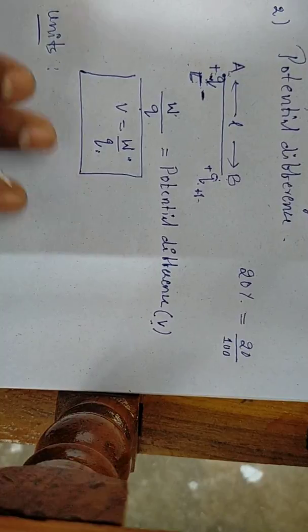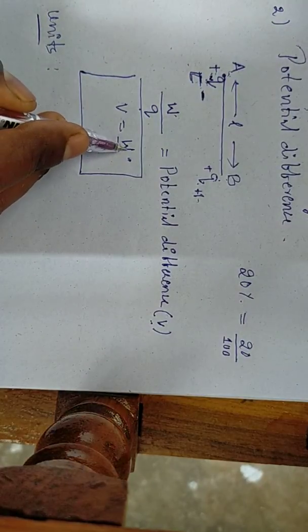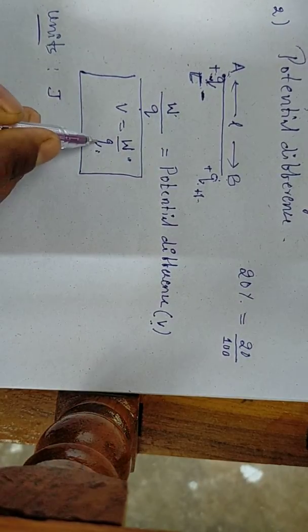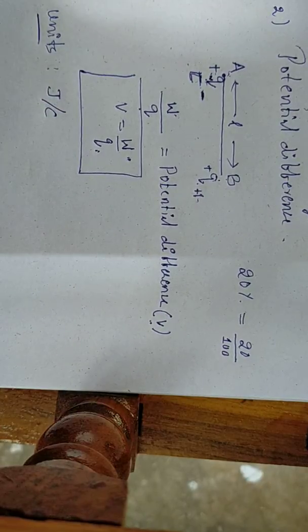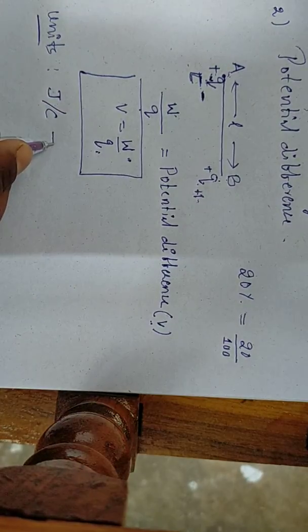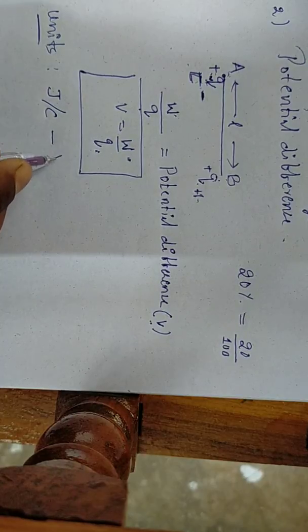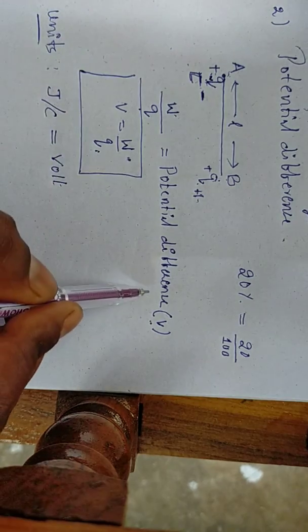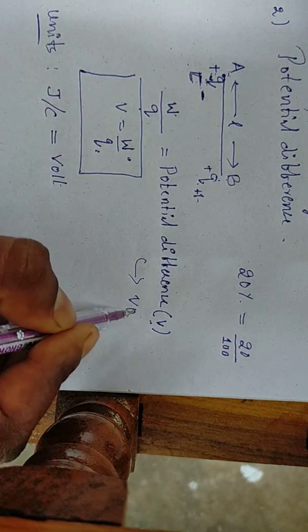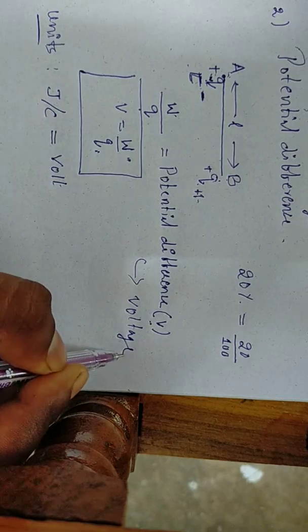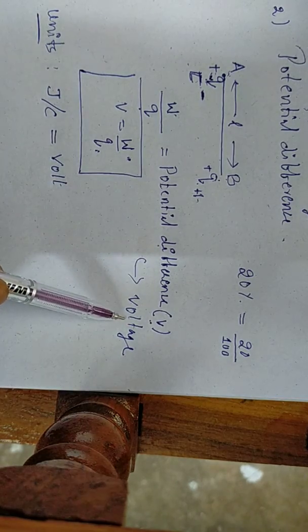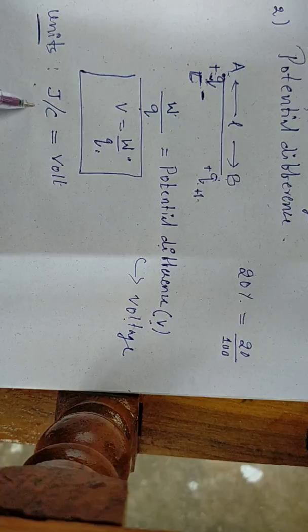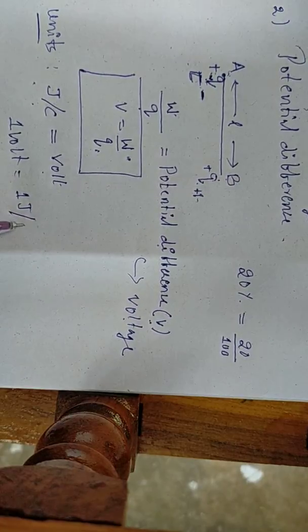So units for potential difference are, see, the unit for work is joule and charge coulomb, joule per coulomb. This is nothing but volt. This potential difference is also called as voltage. So the unit for potential difference or voltage is joule per coulomb, which is nothing but volt. So 1 volt equal to 1 joule per 1 coulomb.